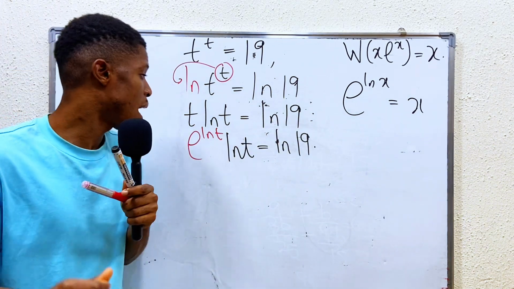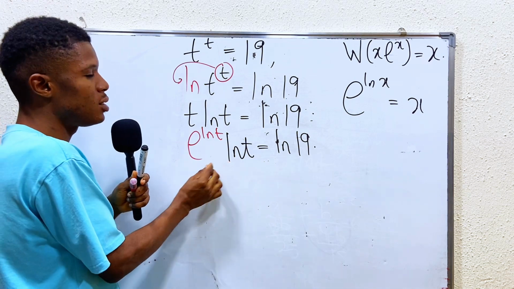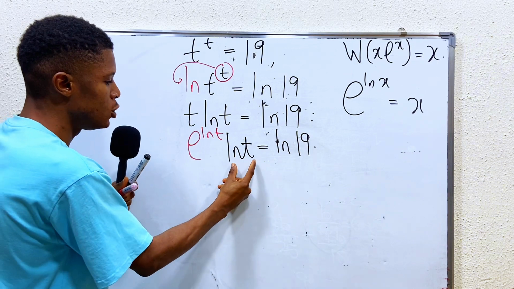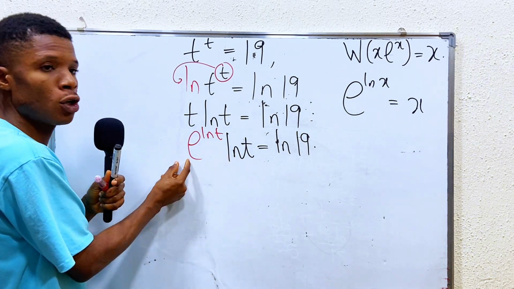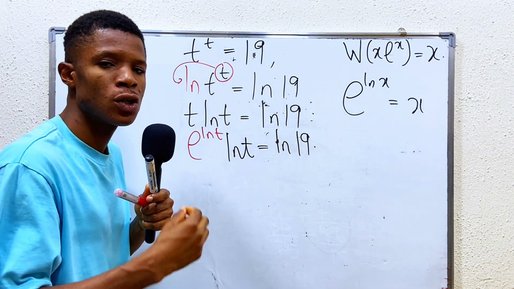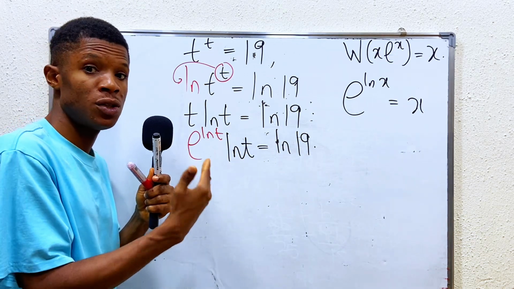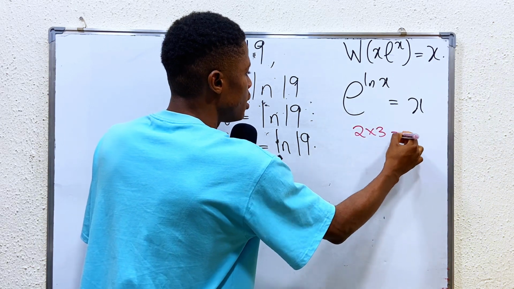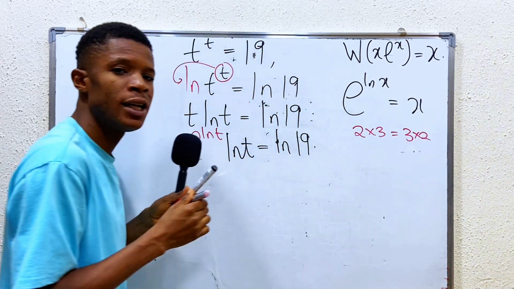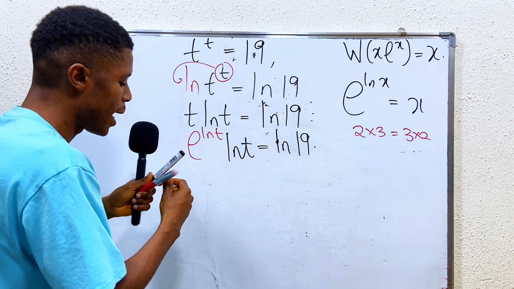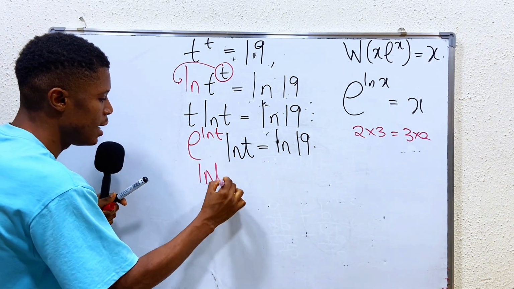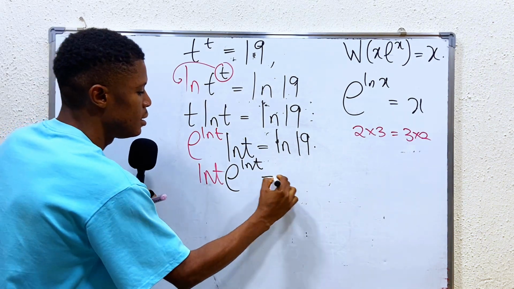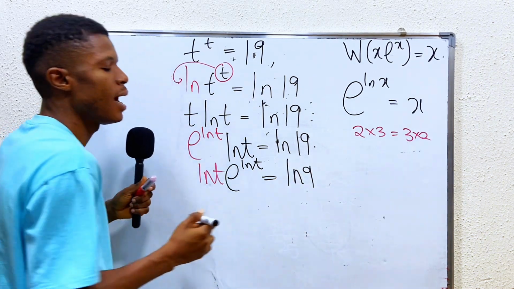Since we have this now, it is getting closer to the Lambert W function standard. All we need to do is rewrite it so that ln t comes first. You know the multiplication property that multiplication is commutative. When I say commutative, I mean that 2 times 3 also gives us 3 times 2. The order is never a problem. So I can now write it as ln t exponential ln t is equal to ln 19.